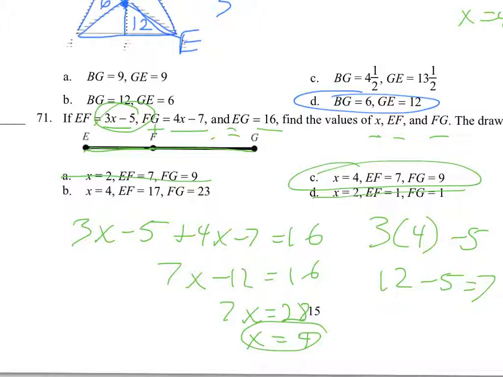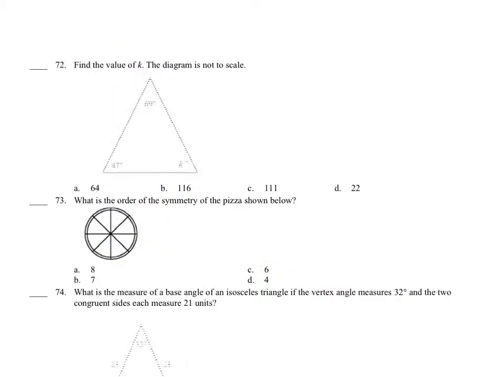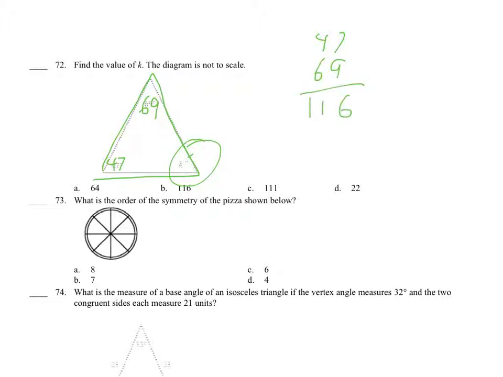Okay, moving on. Find the value of K. We've got angles measuring 47 and 69. Well, we're going to add those up and subtract from 180 to get that missing angle. 116. 116 from 180 leaves us with 64, which is the measure of K.